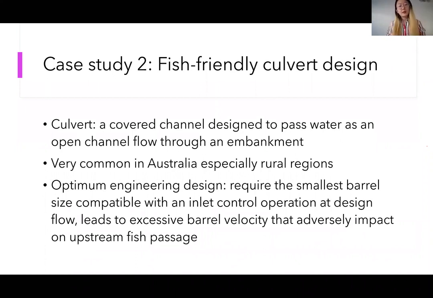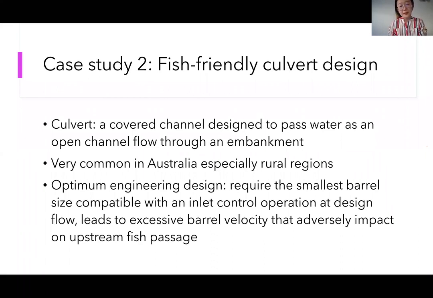Okay, so the second case study is a fish-friendly culvert design. This case is very interesting because even though I was the last person to work on the project, I was able to basically see through the whole process. And because I was able to see through the whole process, I can generalize the challenges, or the pain, of the project from the start to finish.